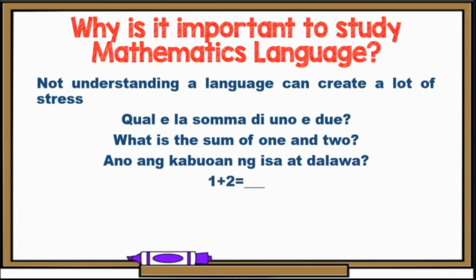Okay, in symbols, it is represented by this. 1 plus 2 is equal to. Okay, now can you give me the answer? Alright, if your answer is 3, then you are correct. Congratulations. Ganyan lang ang math. If you find yourself in a situation where you cannot solve a given problem, it is not always because you are not intelligent enough or anything, but maybe because you don't understand the language of mathematics. Yun yung problema.